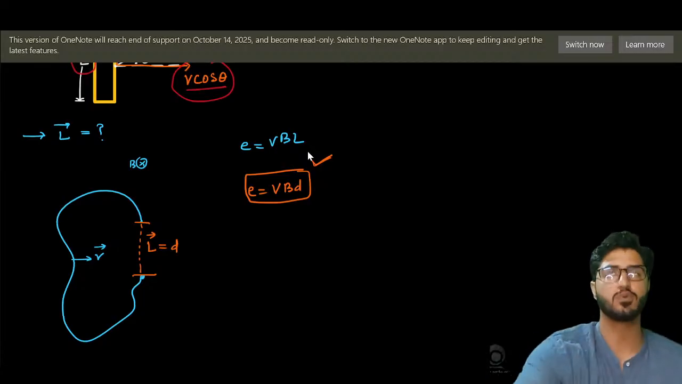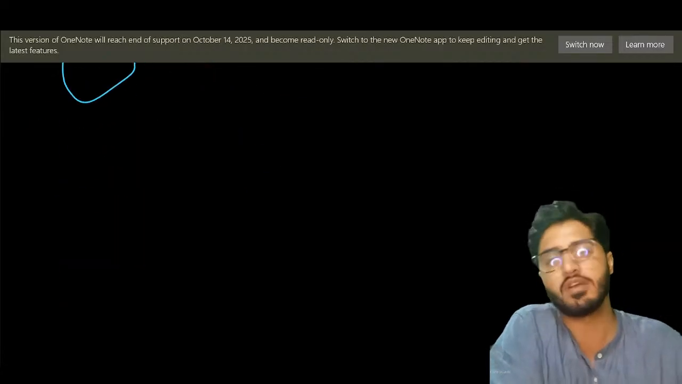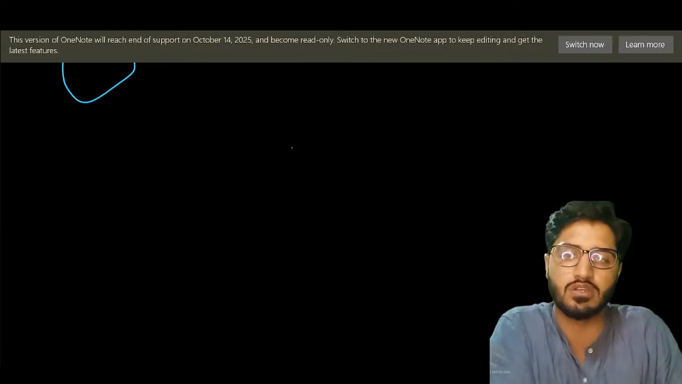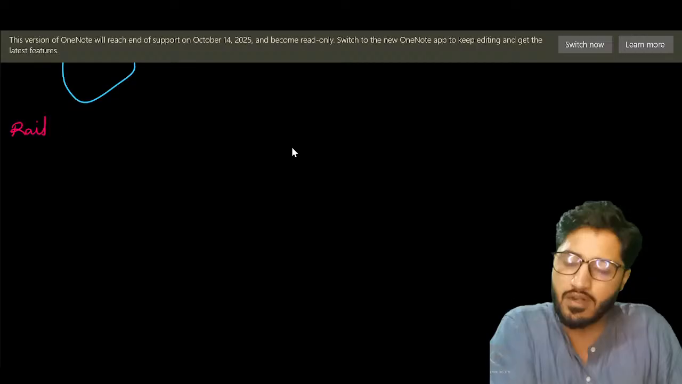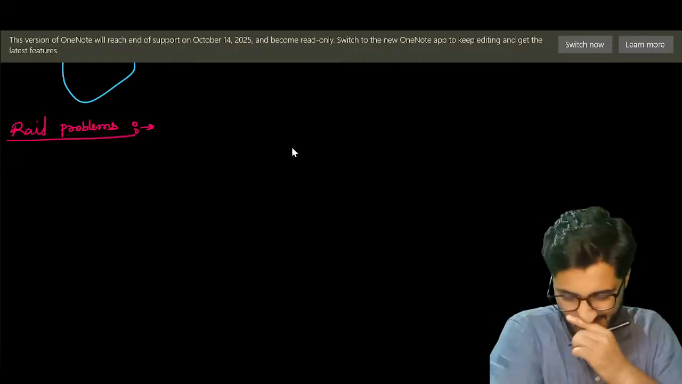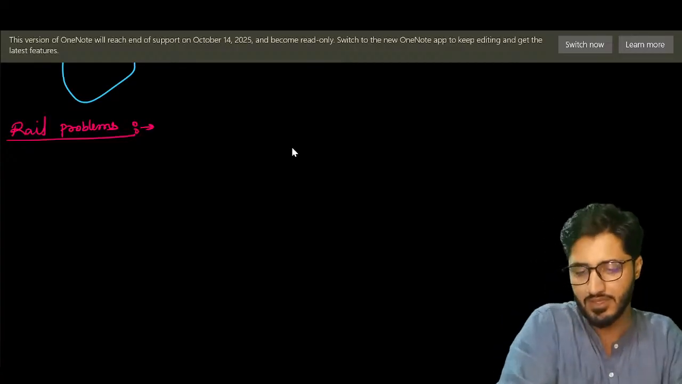So let's suppose we have a rail problem. You might find these in your book, no? Rail problems. I hope that you are very aware of these things. If you are, then you can comment, sir, we are, right?